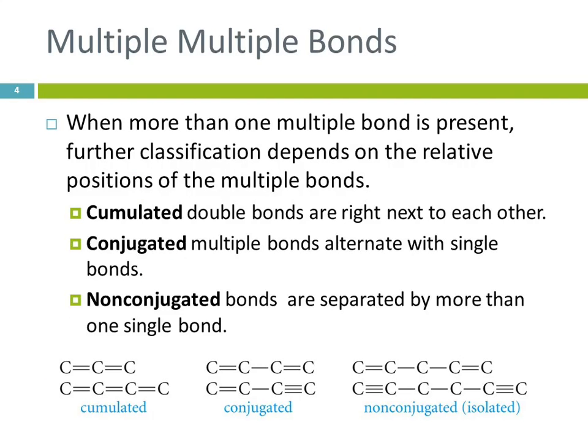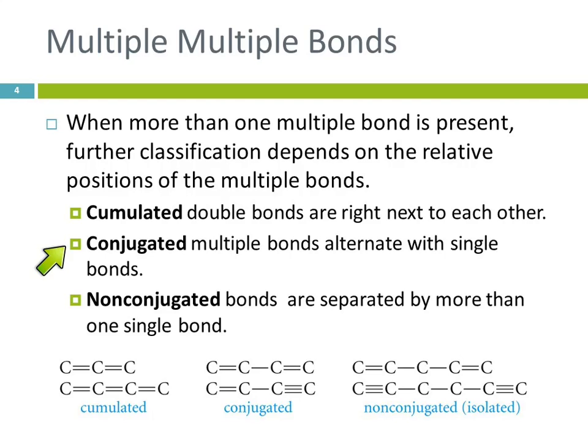When we have more than one multiple bond, we can divide these types of molecules into more categories. Cumulated, which is actually a term that I don't remember ever seeing before. Cumulated means that the double bonds are right next to each other. So here's an example of that, where the carbons with the double bonds are right next to each other. They call that cumulated.